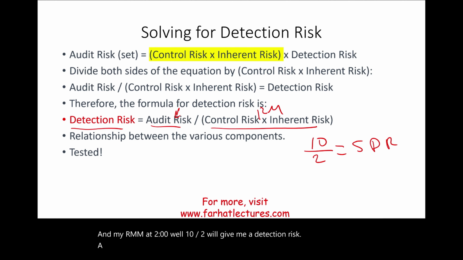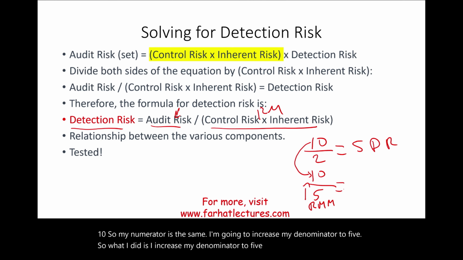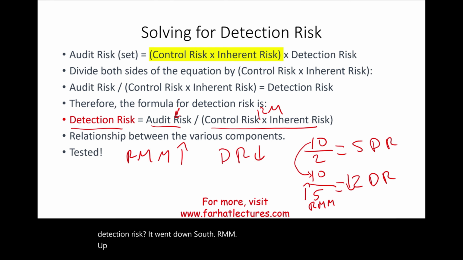Now here's what I'm going to do. I'm going to keep my audit risk the same, 10, so my numerator is the same. I'm going to increase my denominator to 5. 10 divided by 5. What happened to my detection risk? It went down. So RMM up, detection risk is down.